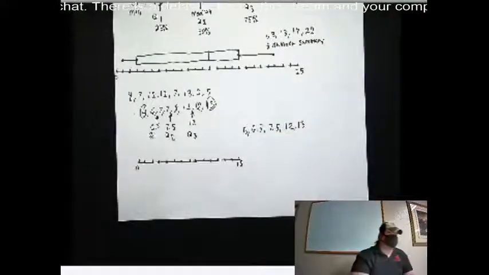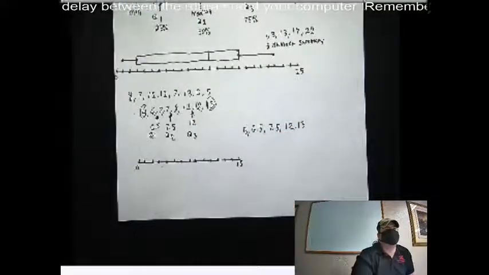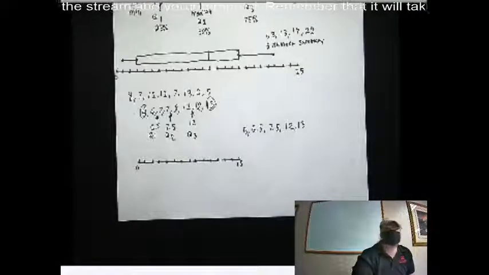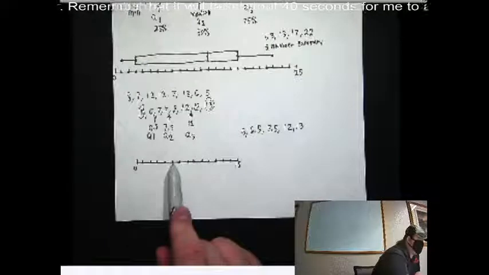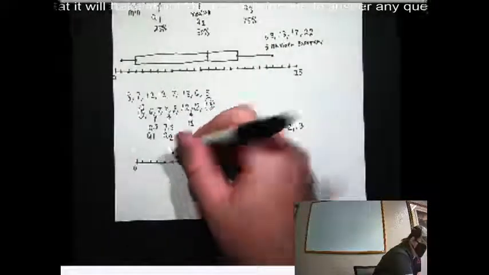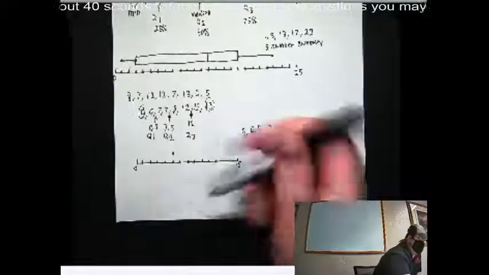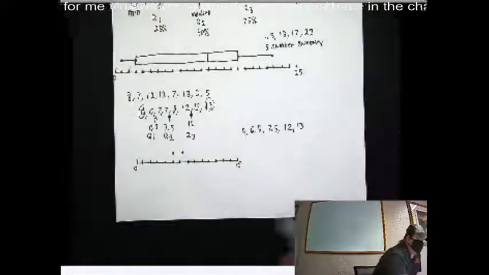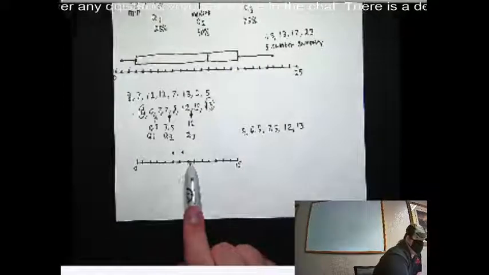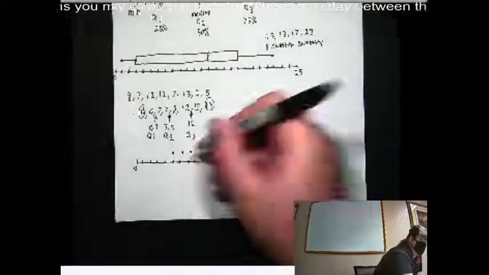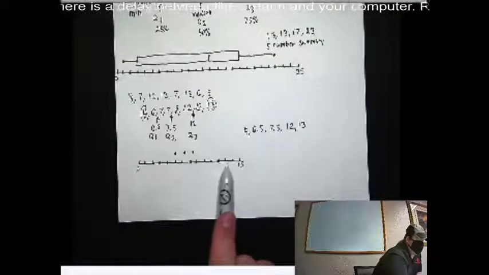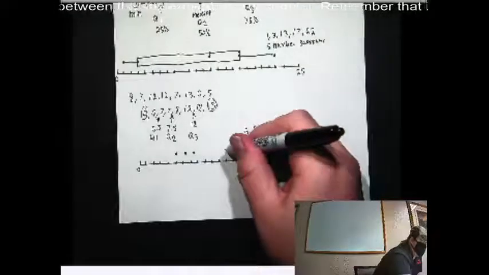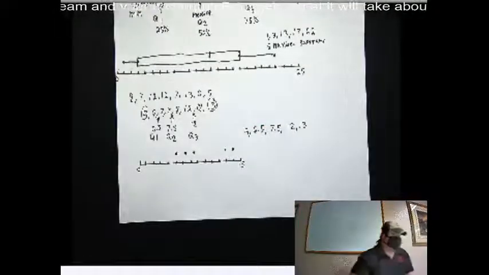So this again goes from 0 to 15. And now we need only to plot these numbers on there. So 1, 2, 3, 4, 5 is right here. Then 6.5 is in between 6 and 7. 7.5 is between 7 and 8. 9, 10, 11, 12 is right here. And then 13 is right there.